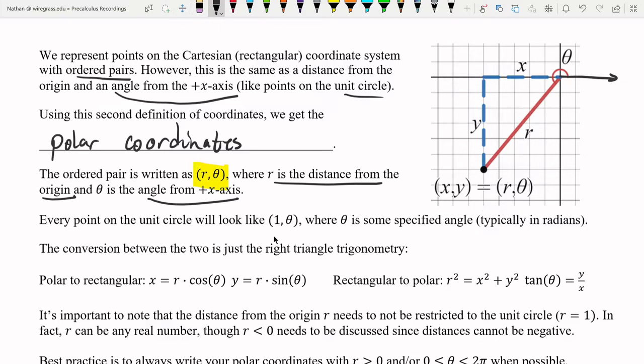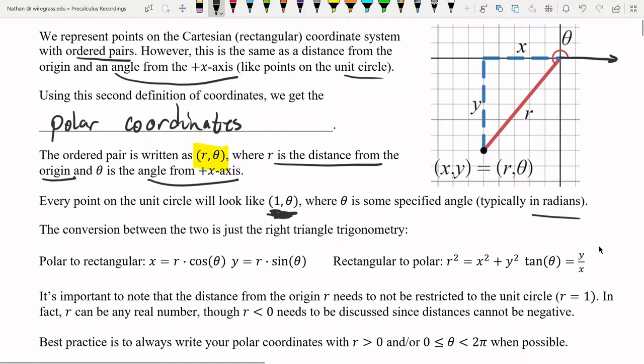Now, if r equals 1, this is actually the unit circle, because theta can be any specified angle on the unit circle. And typically for polar coordinates, the angle is in radians, not degrees, but it can be in degrees. Now, the conversion between these two is quite simple. We're just doing right triangle trig on this. This is the reference angle. It's the same thing as theta.